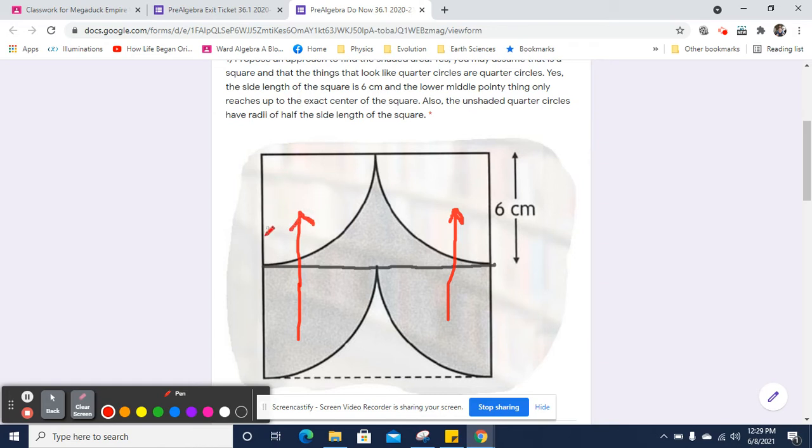And so now we just need to worry about the rectangle, which is 3 centimeters by 6 centimeters. We just need the top rectangle, because that will be the area of the shaded bit. So it's 18 square centimeters.